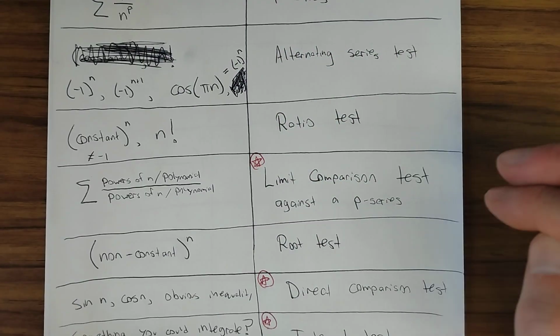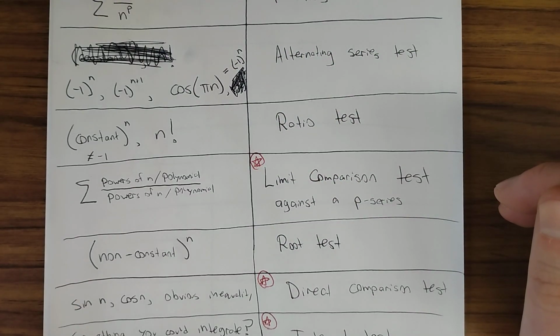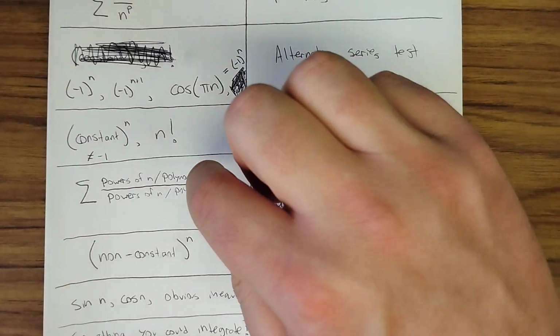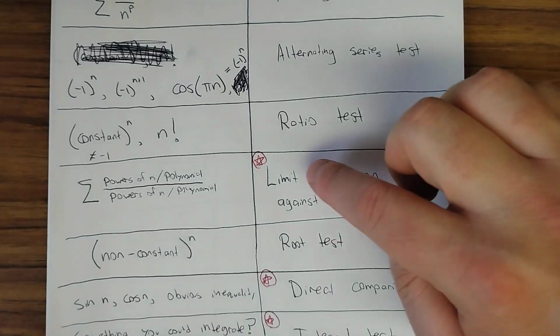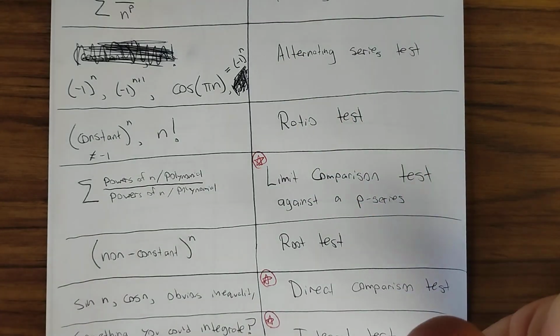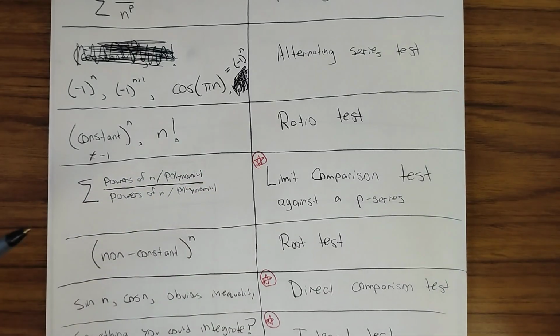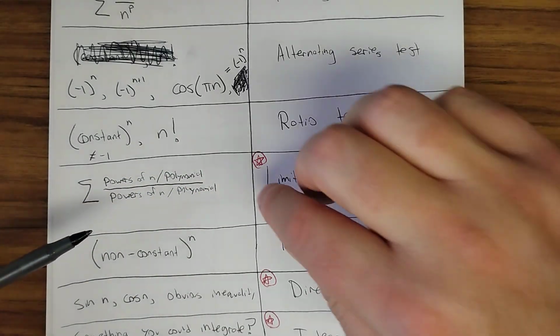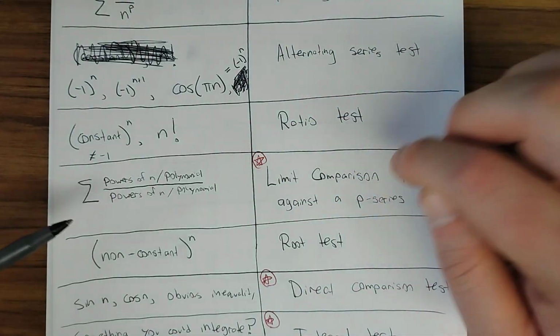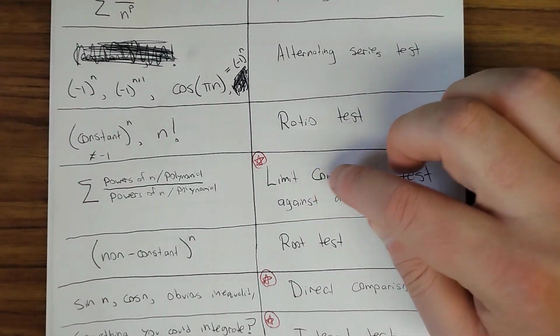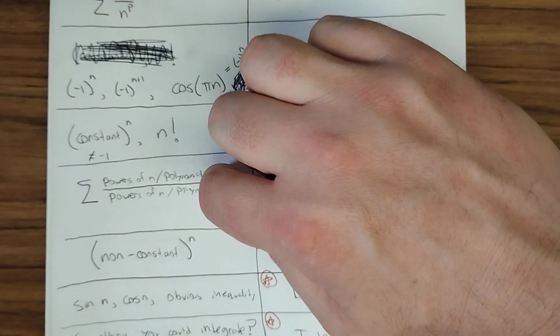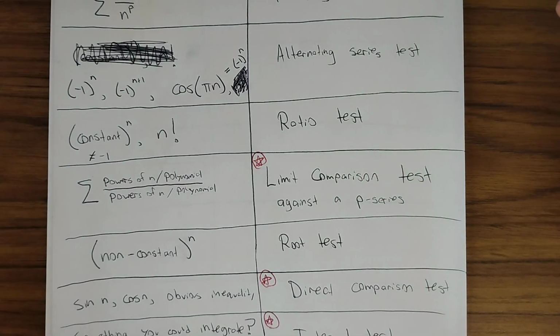In that case, I would go to the limit comparison test. And if it's of this form, for the limit comparison test, you have two sequences, and the first one is the original, and the second one is what you get to make up. The second one that you get to make up is going to be a p-series. That's what I mean by we're going to compare this against a p-series.